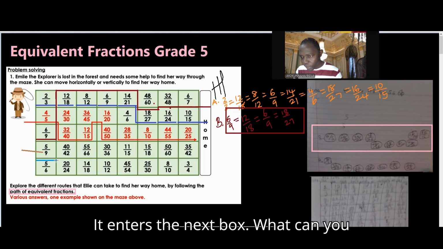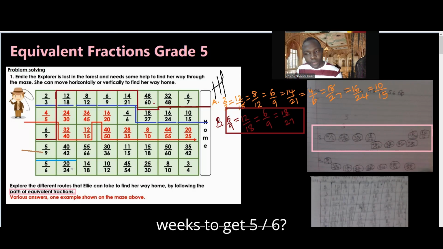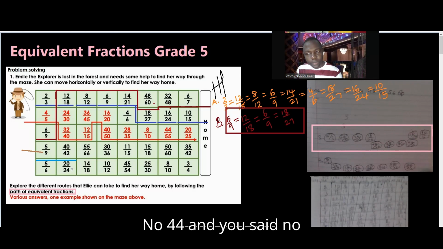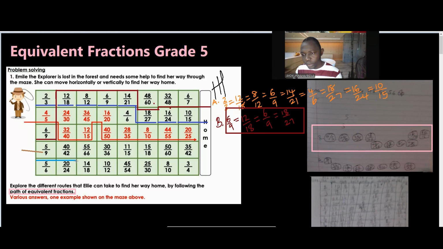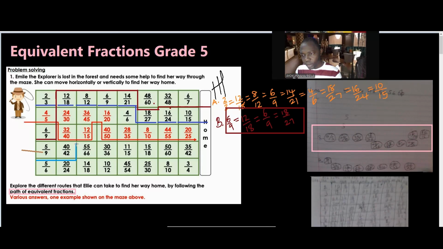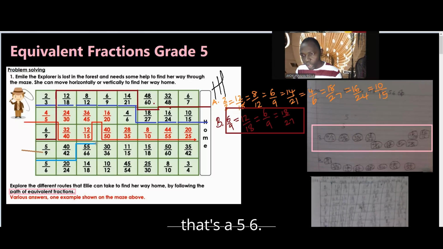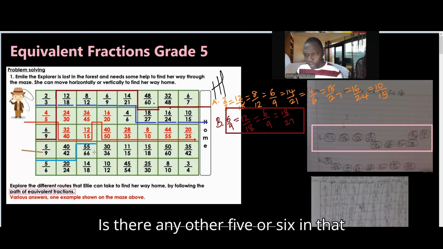It enters the next box. What can you divide 20 over 24 with to get 5 over 6? 4. Then from there, it goes into 55 over 66. Yeah, that's 5 over 6. Is there any other 5 over 6 in that column?